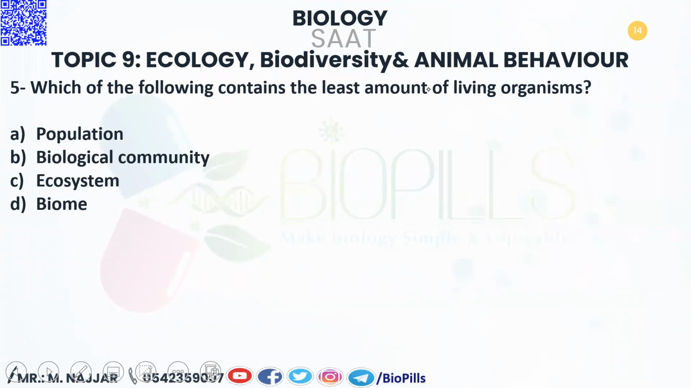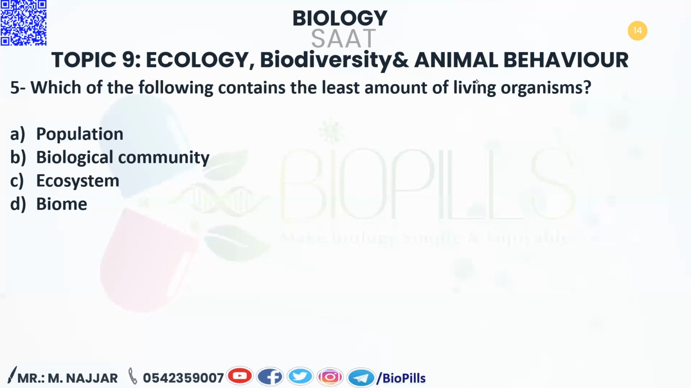Question number 5. Which of the following contains the least amount of living organisms? A, population. B, biological communities. C, ecosystem. D, biome. Of course, he said amongst those options. So of course, the correct answer here is A, which is population.